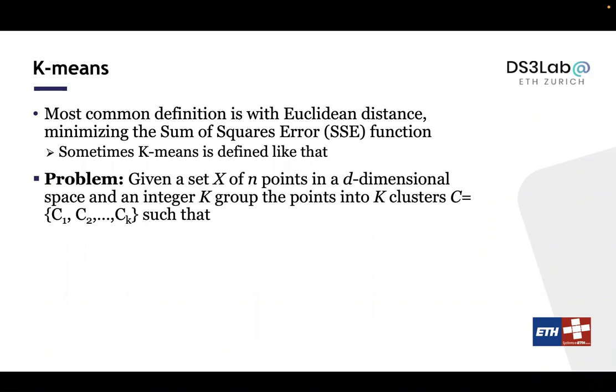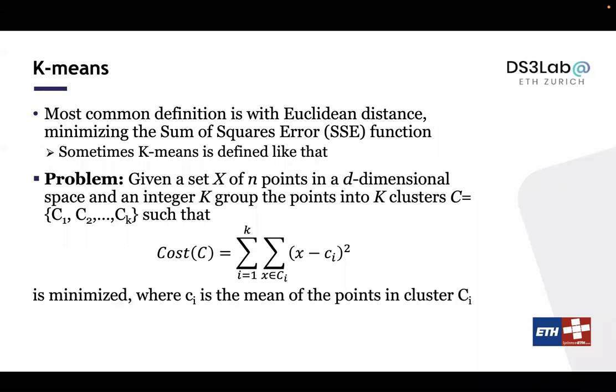So the problem is actually like this. I have a set X of n points, and each point is a d-dimensional vector. And then I have K, which is the number of clusters that I want to produce. My clusters are C1, C2, ..., CK, and each one of them contains a whole bunch of points. So what you are trying to do is find C1 to CK such that the average distance of each point to the center of its assigned cluster is minimized. Here, mu_i is the mean of the points in the cluster Ci. So this is the fundamental problem that we are trying to solve in the k-means algorithm.